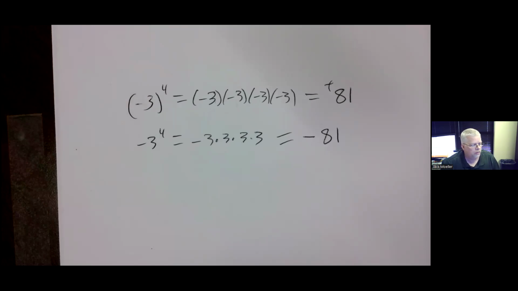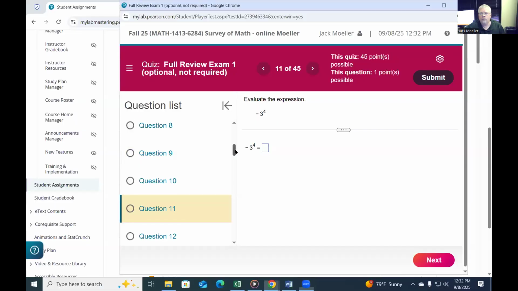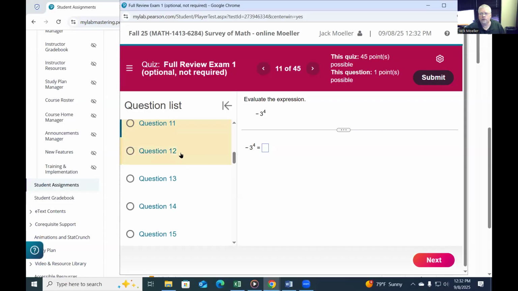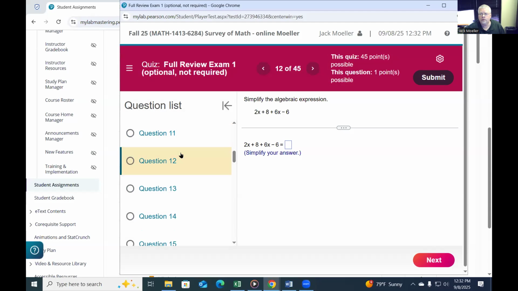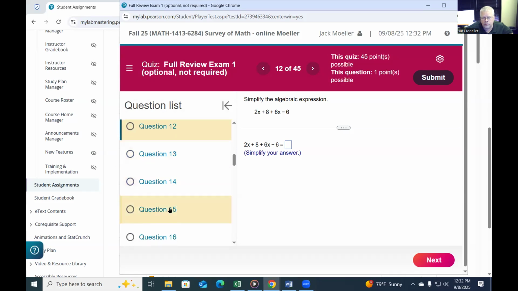All right, let's go back to the test. Yep. So know how to deal with exponents and negative signs. All right. Now, let's see. For some reason, the order of operations were supposed to be next. Let me skip to that.